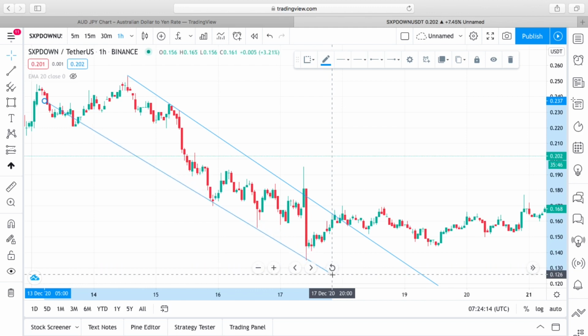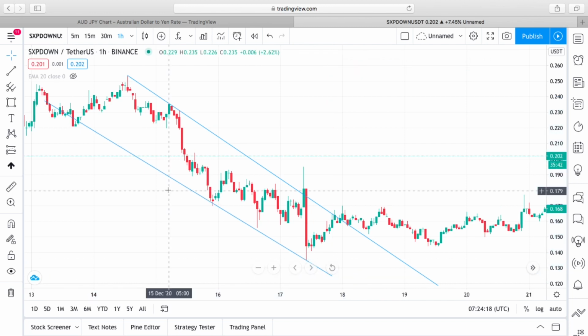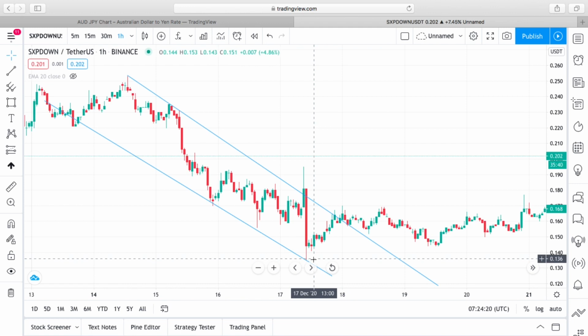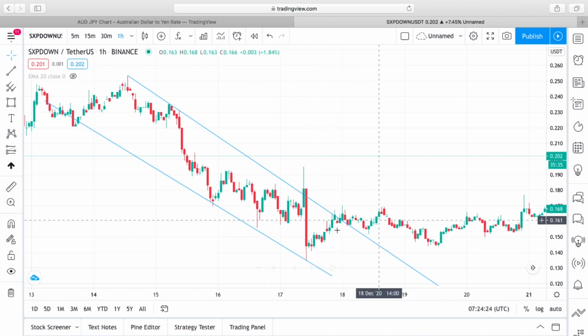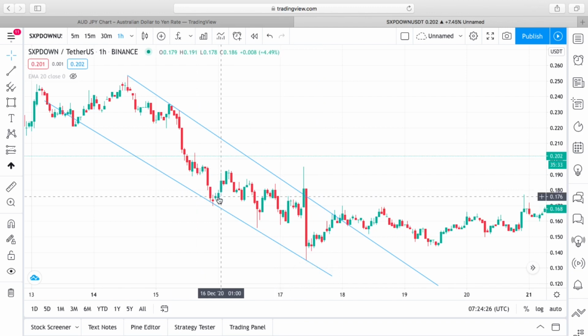You know what I'm doing? I'm trying to get where I can get at least 2 touches. Okay, I did. I got one here and I got one here. So if I had seen this chart, this is what I'm going to do. So this is now clearly a downtrend.